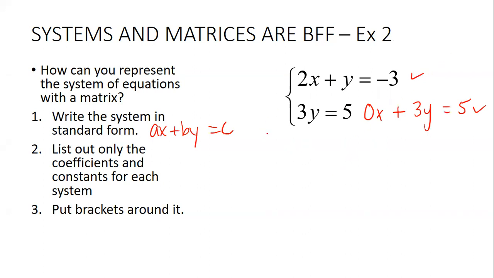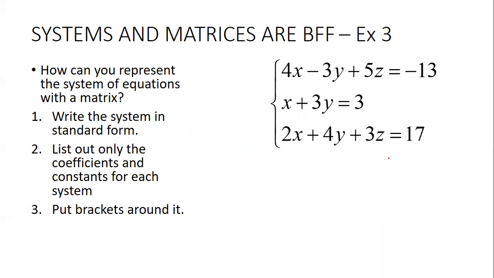All right, so now we're going to write our matrix. Again, write out your coefficients and your constants. So our coefficients are 2, 1, and our constant is negative 3. So we have 2, 1, negative 3. And in the second equation, our coefficients are 0, 3, and our constant is 5. 0, 3, 5. And there's your matrix. How do we feel? Easy enough? Yeah? All right.